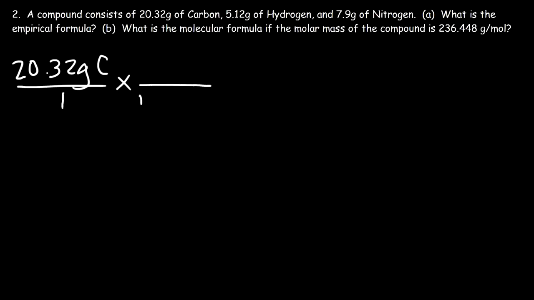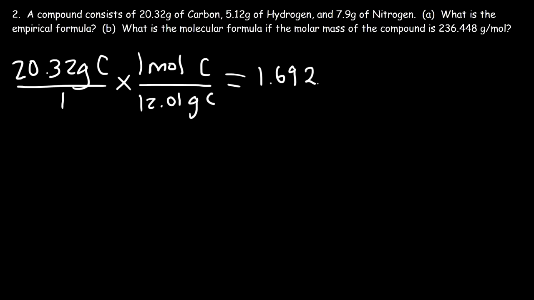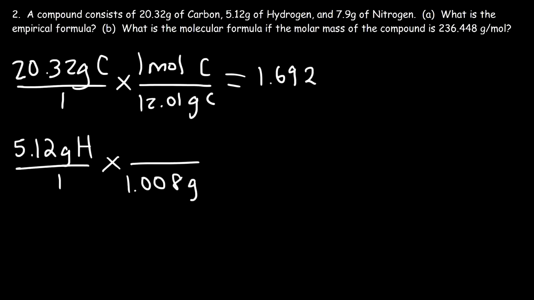The molar mass of carbon is 12.01 grams for every 1 mole of carbon. So 20.32 divided by 12.01, that's 1.692 moles of carbon. So now let's turn our attention to hydrogen. The molar mass is 1.008 grams of hydrogen per 1 mole. And so this is going to be 5.079.